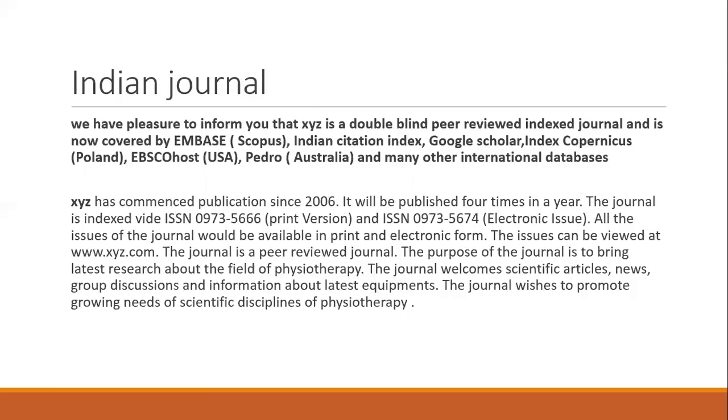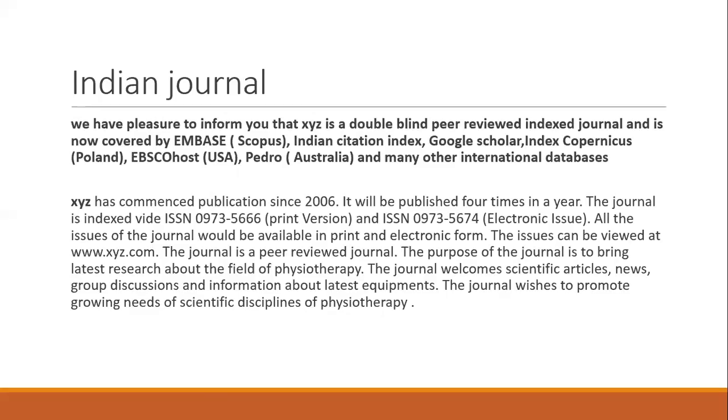This is taken from an Indian journal. It says, we have pleasure to inform you that XYZ is a double-blind, peer-reviewed, indexed journal and is now covered by Embase and many other international databases. XYZ has commenced publication since 2006. It will be published 4 times in a year. It will be. It has commenced publication. It will be. The journal is indexed. All the issues of the journal will be available in print and electronic form. Issues can be viewed at. Journal is a peer-reviewed journal. It has already been written earlier.